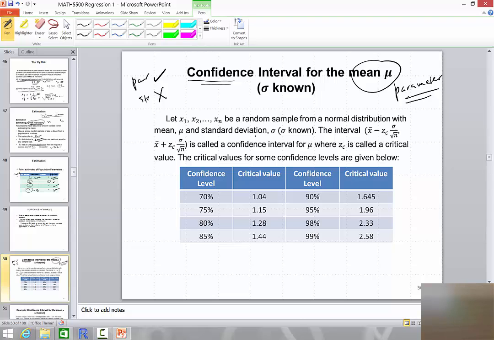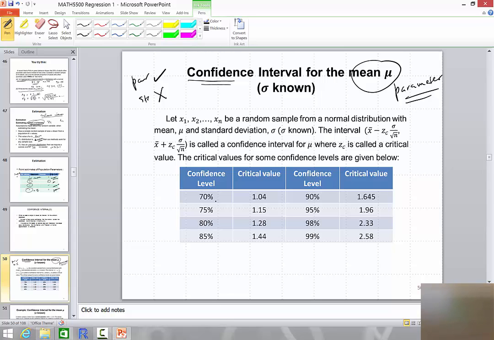So I have a random sample from a normal distribution. Yes, the distribution is normal here, they have given that, and sigma is known. In that condition, the population is normal and sigma is known. In that case, x bar minus z critical times sigma divided by square root of n, and the same thing with plus, this is called the confidence interval. Here z critical is called a critical value. The critical values are given below.